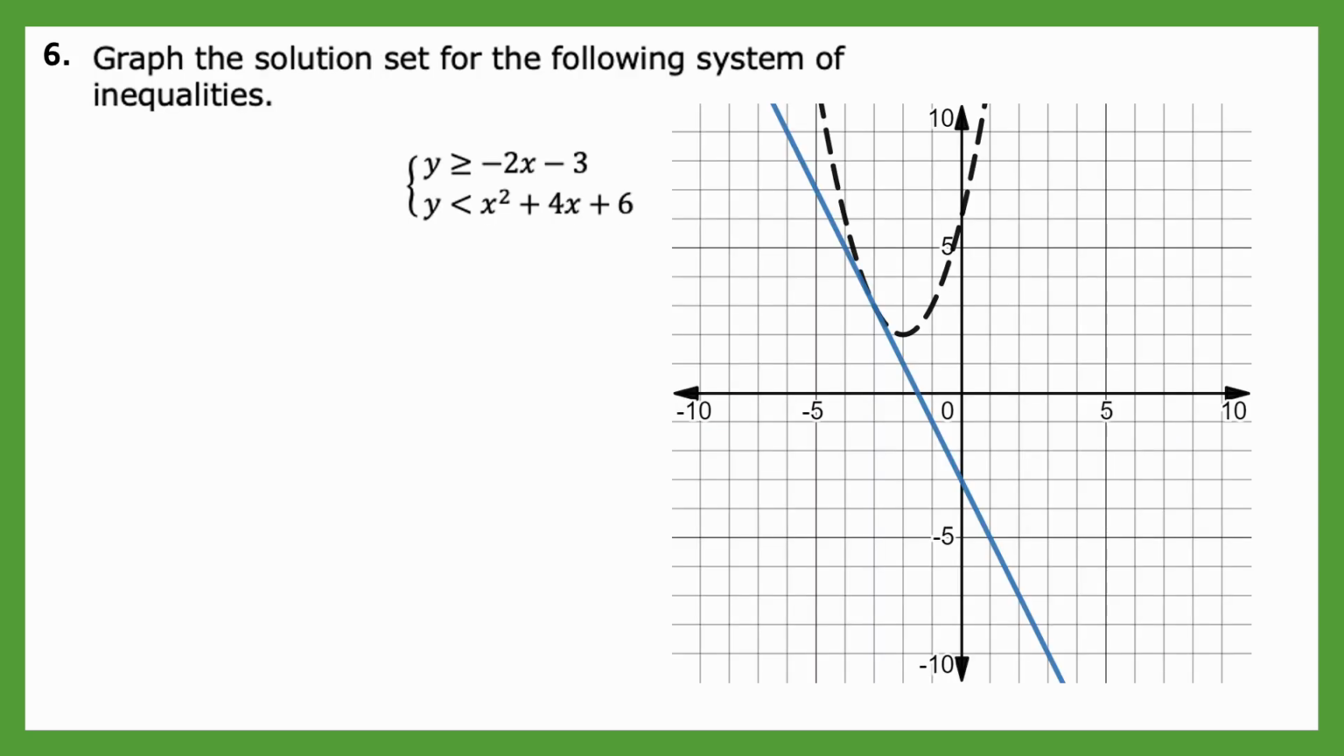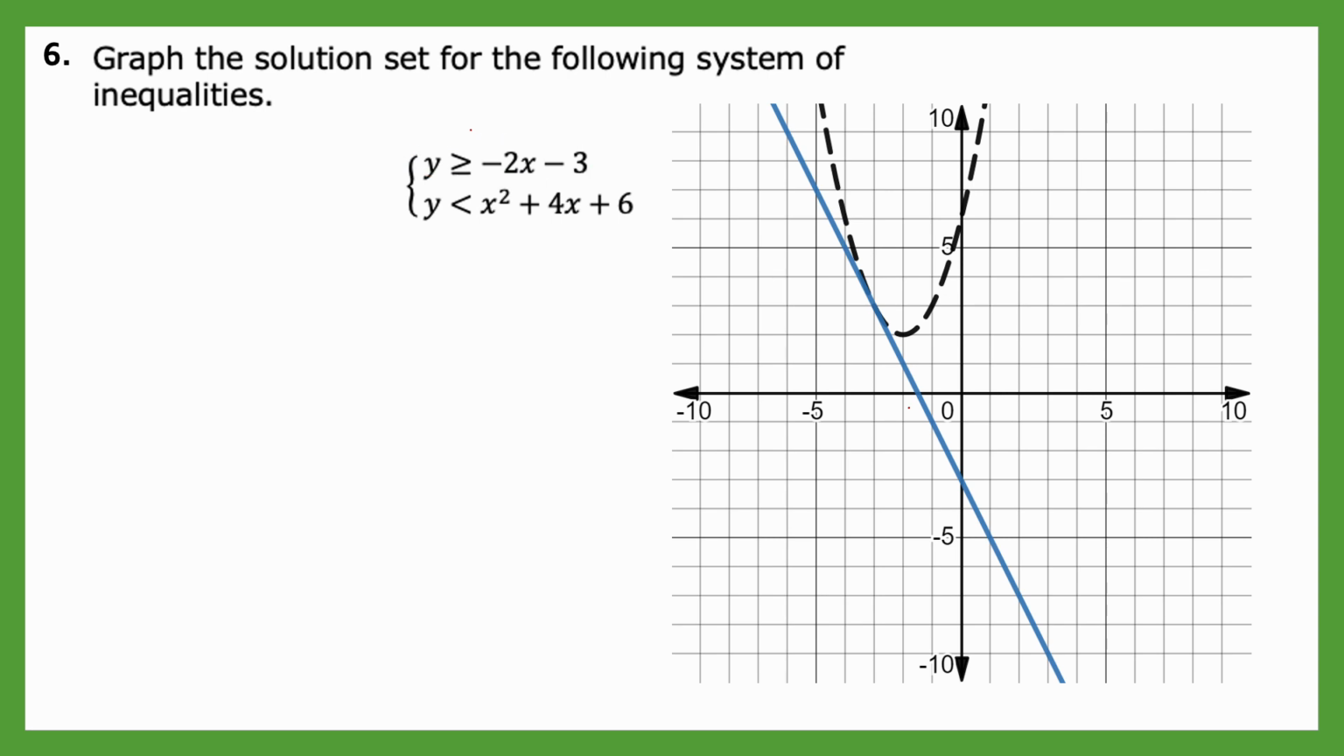Okay, and number 6, they have given us a system. They have already graphed the line and the parabola for us. However, we're expected to do the shading. So our first function is our linear function. So we look at the line. It is greater than. So do I want to shade above or below the line?